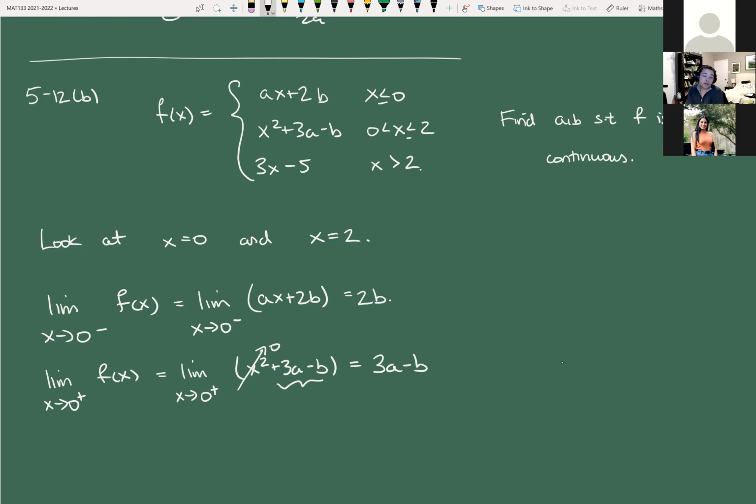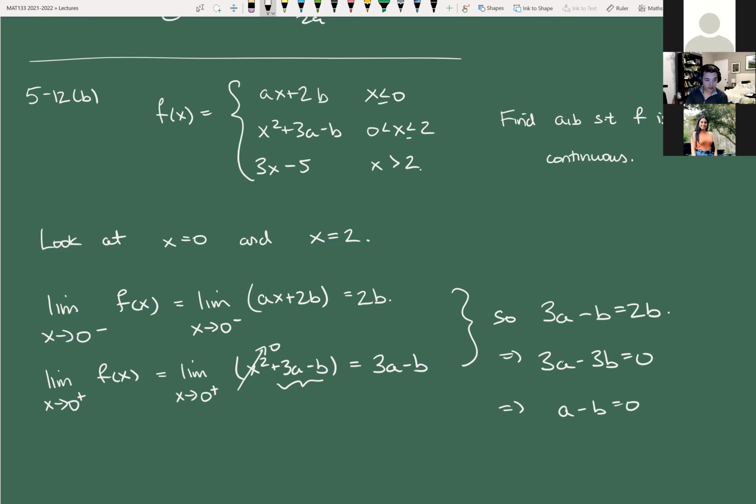Okay, and these have to be equal, right? Because the limits have to exist. If you're continuous, your limits exist everywhere. So these have to be equal, so 3a minus b has to be equal to 2b. Or if we want, we could do something like 3a minus 3b is equal to 0. And that's the same thing as a minus b is equal to 0, or a is equal to b, right? But there are actually infinitely many solutions. We can't determine uniquely what a and b are here.